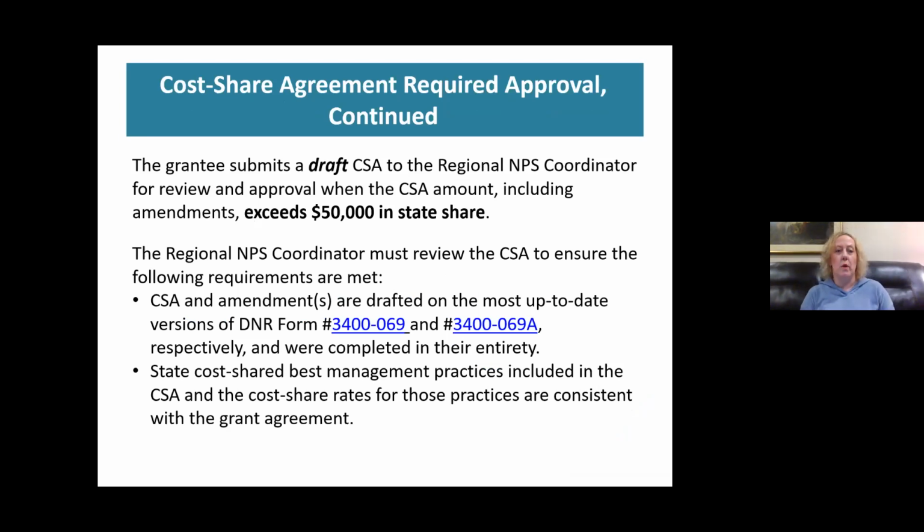So again, when you have a cost share agreement that exceeds $50,000 in the state share, you'll need to submit a draft agreement to your regional nonpoint coordinator for review and approval. And that cost share agreement will be reviewed to make sure that you're using the most up-to-date version of the form. And again, those forms are on the DNR website. And they'll also look to make sure that the cost share percentages, the cost share rates, are consistent with your grant, and that the BMPs that you have in that cost share agreement are also consistent with your grant agreement.